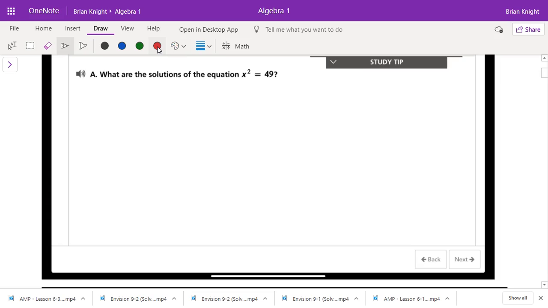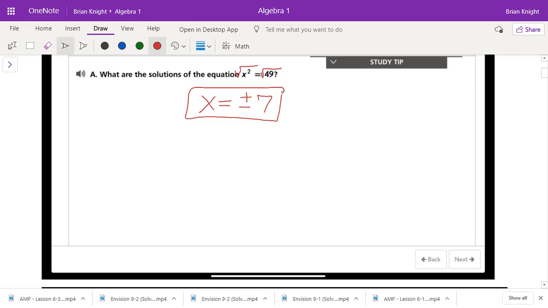How do we get rid of a square? I'm going to take the square root. X will equal plus or minus 7. Very important. Why is it positive or negative? Because what's negative 7 times negative 7? 49. It is also an answer.